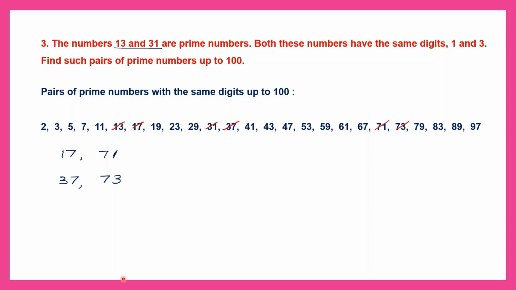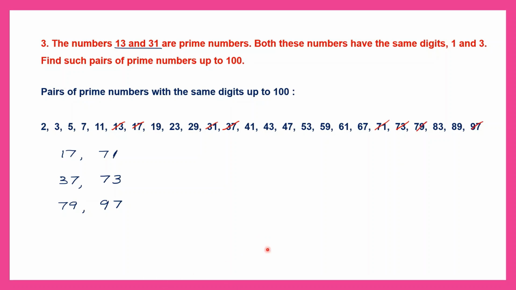Okay. Now let's go to the next one. 41, if you reverse it, it becomes 14. We don't have 14. 43, if you reverse, you get 34. We don't have it. 47, 74. No. 53, 35. No. 59, 95. No. 61, 16. No. 67, 76. No. Then we'll go to 79. 79, 97. Yes. 79 and 97. That's another pair. So let's write it down. 79 and 97. So let's strike it off. So we finished with 79 and 97.